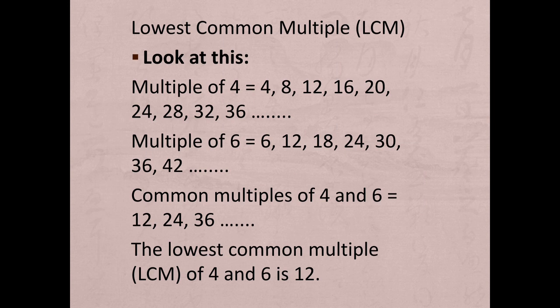And as we have to find the LCM, meaning lowest common multiple, the lowest means the smallest, and the smallest is the first. The first common multiple is 12, therefore it is the LCM of 4 and 6.